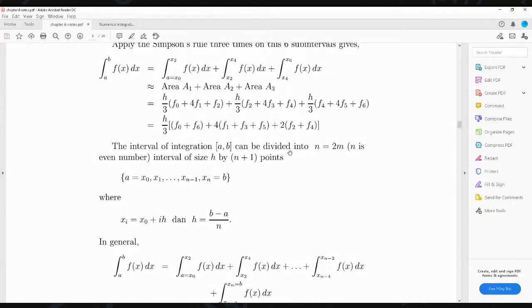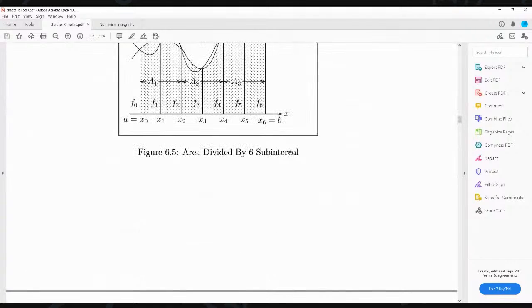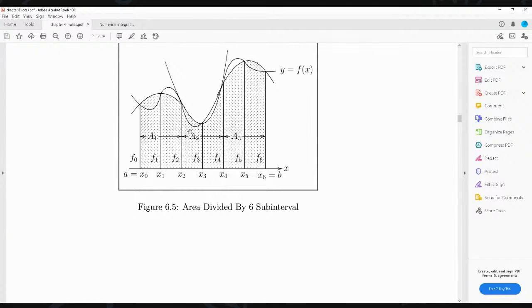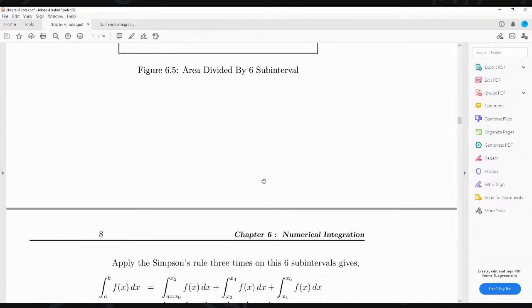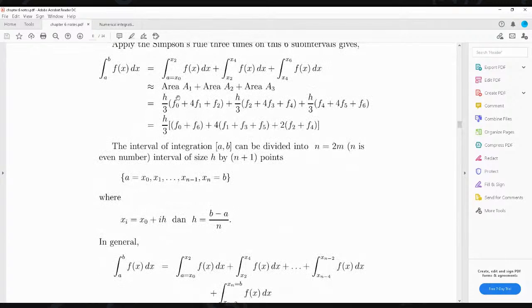Okay, so for every area, you can see I have three areas here, because every column should be two parabolic: one parabolic, second parabolic, and third parabolic. This one is a maximum, minimum, and then maximum again. So there are three areas: x0 up to x2, x2 up to x4, and x4 up to x6.